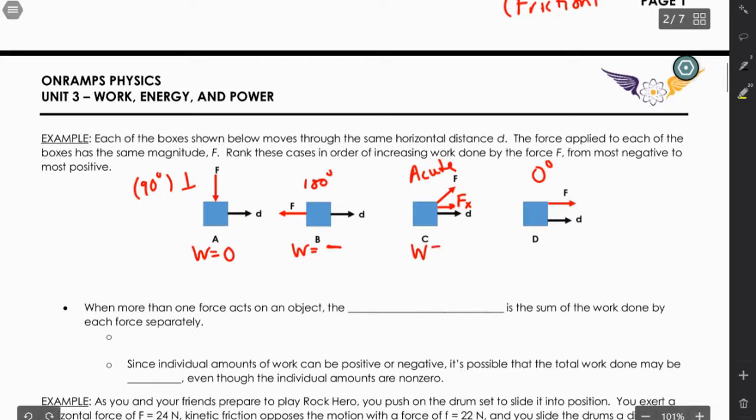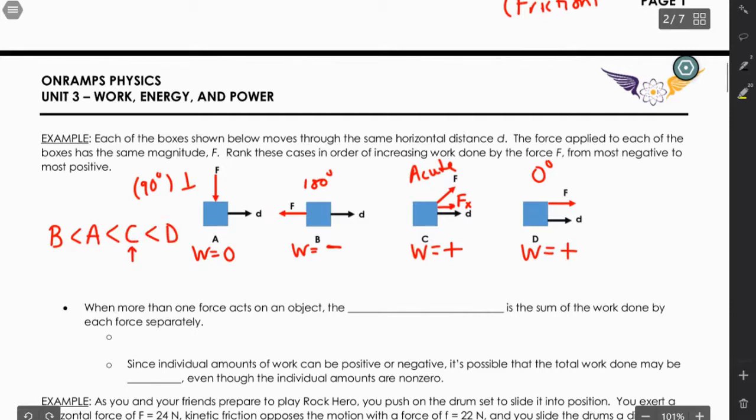So this will actually be positive, but because it's a piece of the force, it's not going to be as great as situation D here. So if we're going from most negative to most positive, the most negative would be B, because that's the full negative. Then we'll come to A, and then C, and then D.